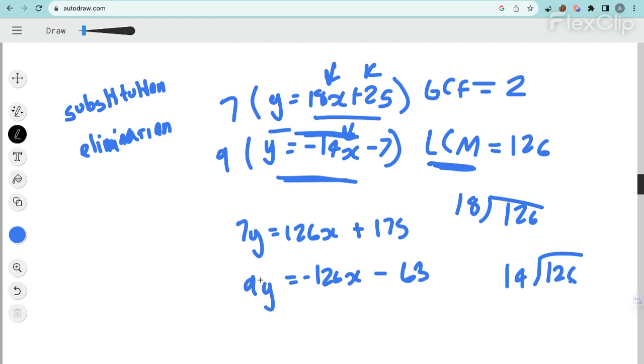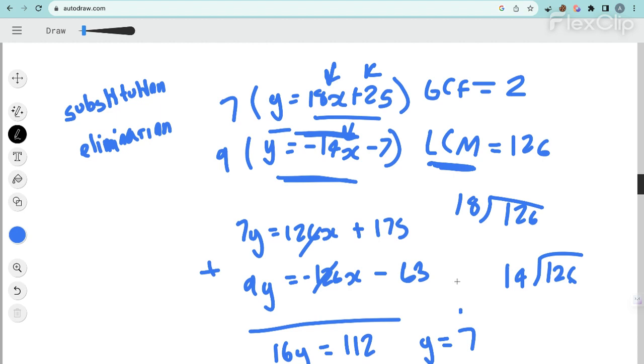So now what you do is you just add these two together. These cancel out. That is equal to 16y. And then 175 minus 63 is 112. And now you just solve for y. And y should just equal 7. Great. The final step of elimination, exact same as before, just plug it into any of these equations. 7 is equal to negative 14x minus 7. So that means negative 14x is equal to 14. So x is equal to negative 1.